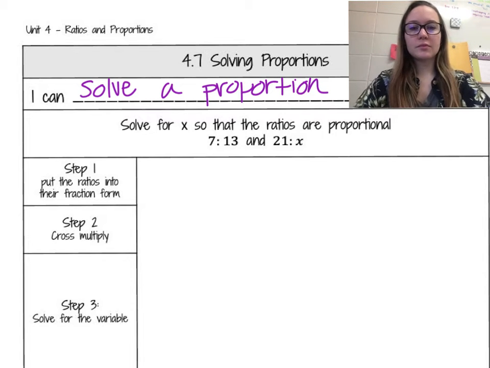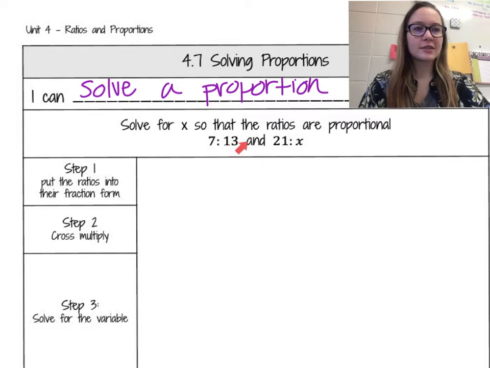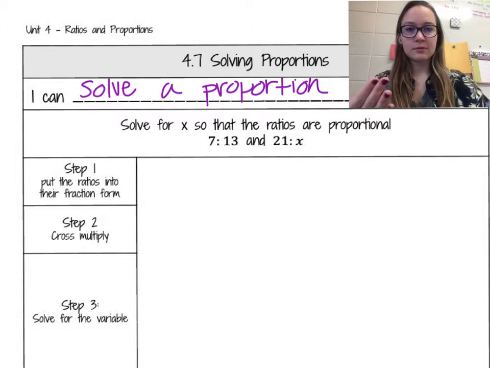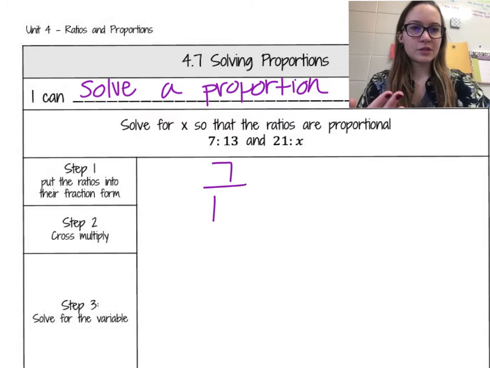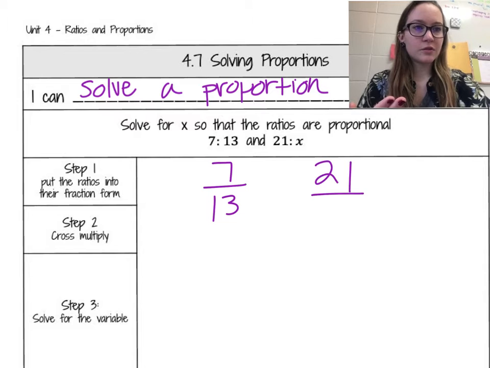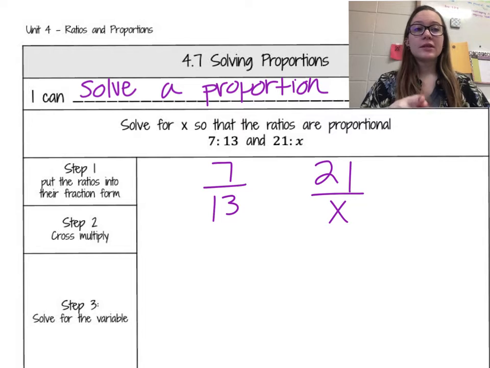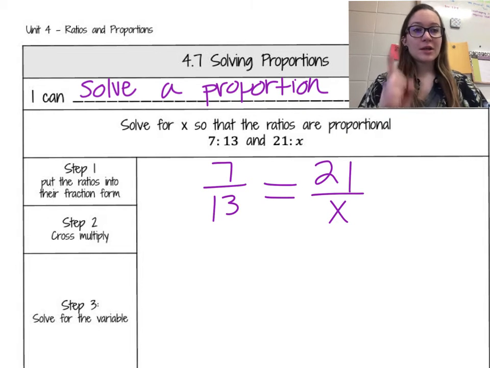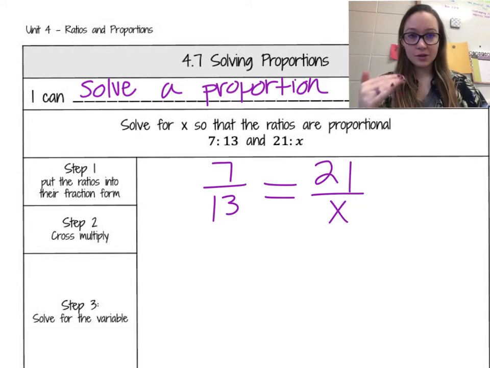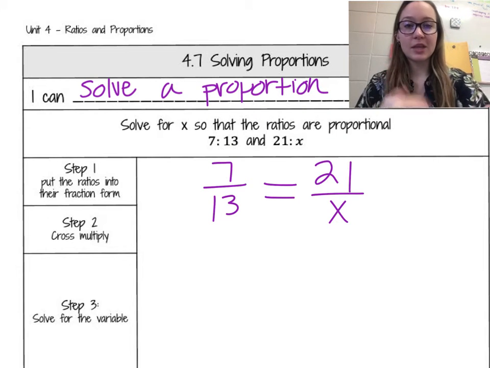So, it says solve for x so that the ratios are proportional. So we have 7 to 13 and the ratio 21 to x. So step 1, we're going to write them as fractions. So 7 over 13 and 21 over x. And what I can do is make them equal each other because I want them to be proportional, so I know that they're going to be equal. Okay, I'm setting it up that way.